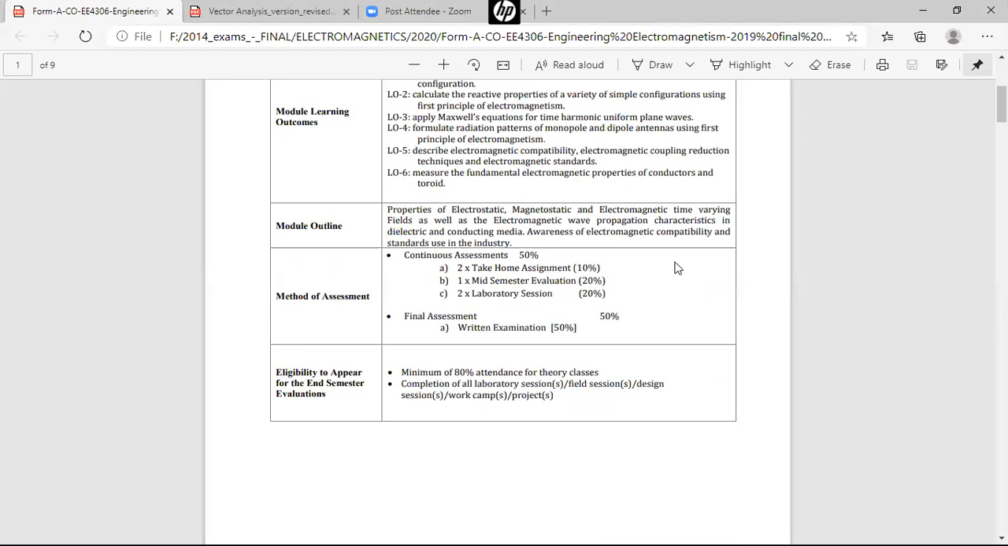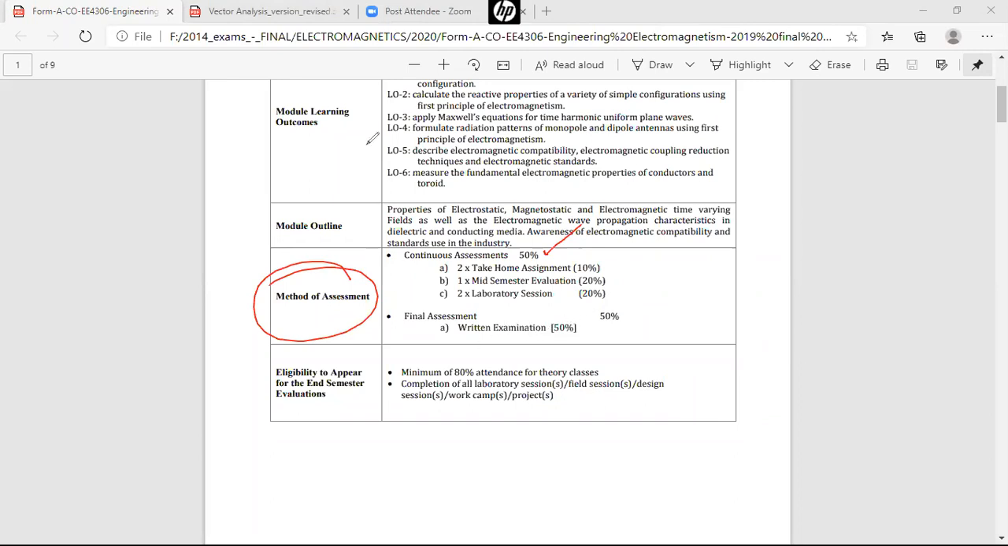So this is the interesting part, the method of assessments. You have to score 50 marks out of 100 under the continuous assessment by doing the 2 lab sessions, 1 mid evaluation, and the 2 take home assignments. Once you complete these continuous assessments, then you have to go for the end exam.